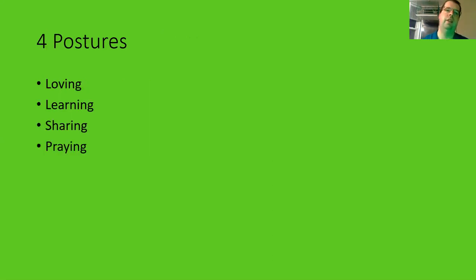Four postures. This is something unique to IWU National and Global. These are four areas in which the strategic plan wants our culture to emphasize. And a lot of what leadership does revolves around these four postures and being able to show them. There is loving, learning, sharing, and praying.